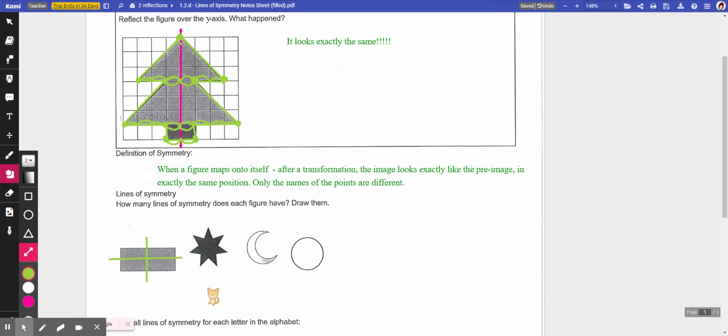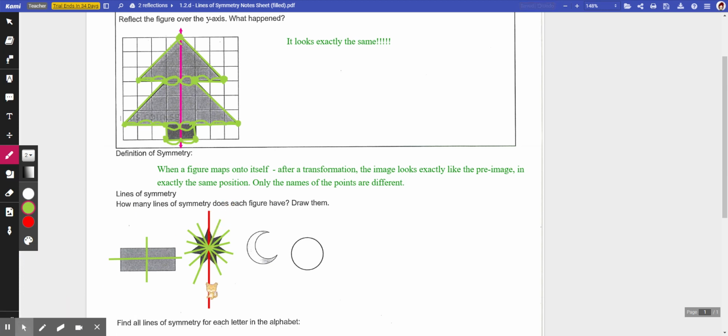Now the star here actually has a lot of lines of symmetry. I could reflect it like this, but I could go through any of the points, right? So I could go here or here. So there's actually a whole lot of lines of symmetry that I could do.